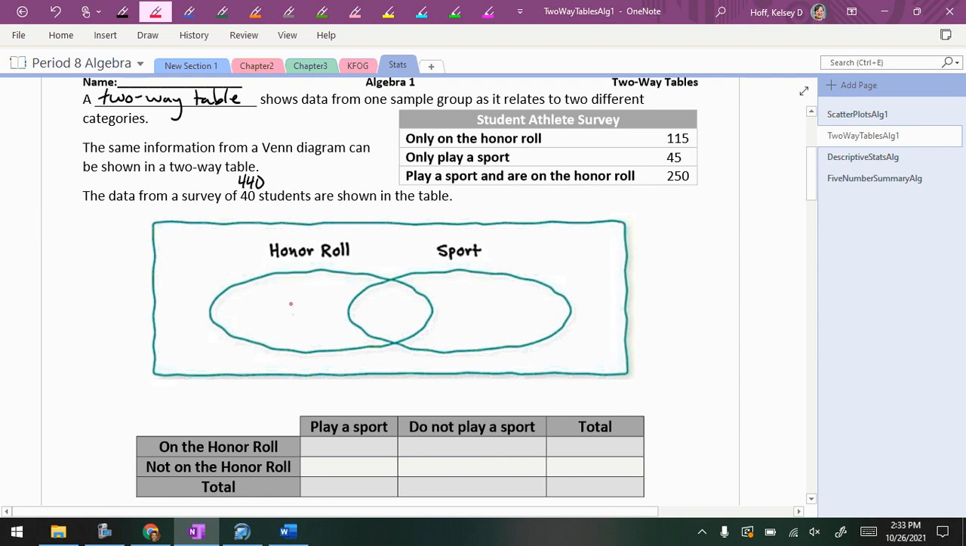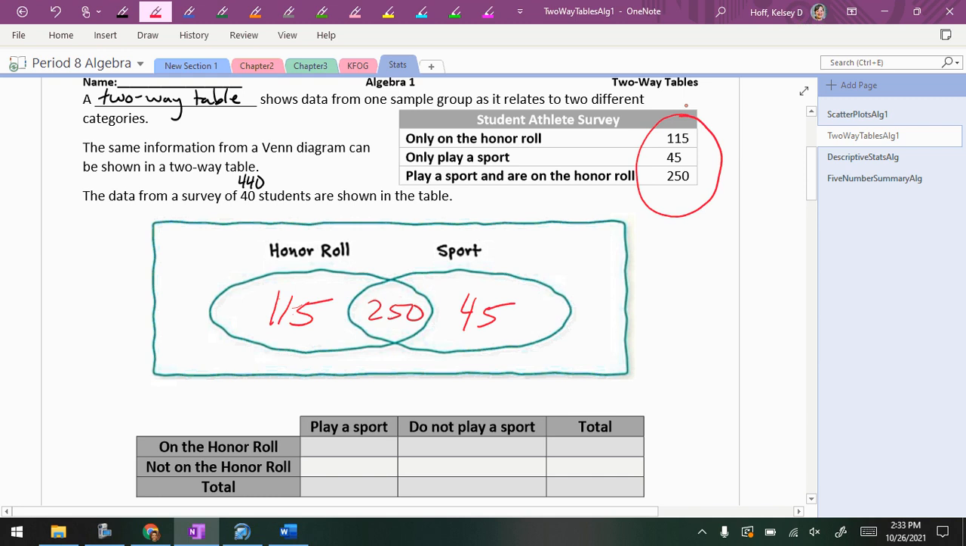So here, 115, okay? Here, okay? Okay. Is that it? Nope. Miles? How'd you get 30? Because 440 minus all of those. 450. It's 410. Yeah, it's 410.